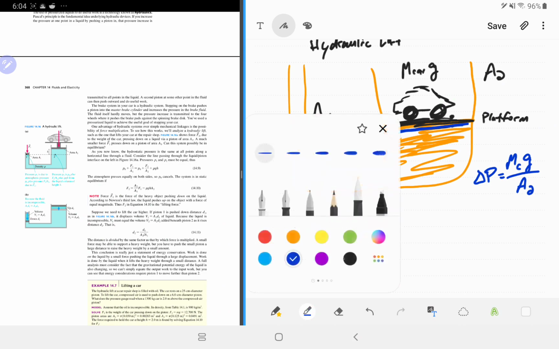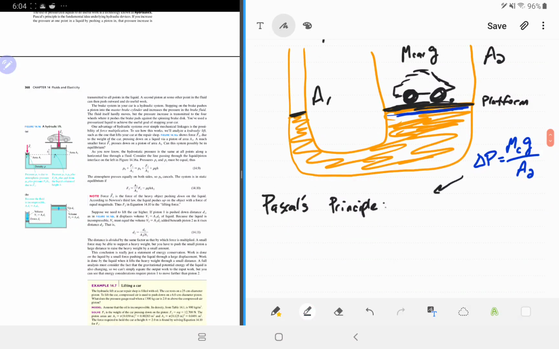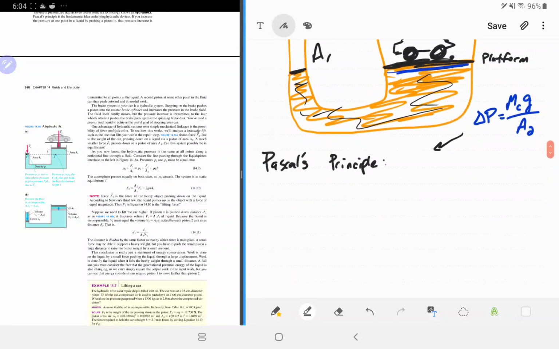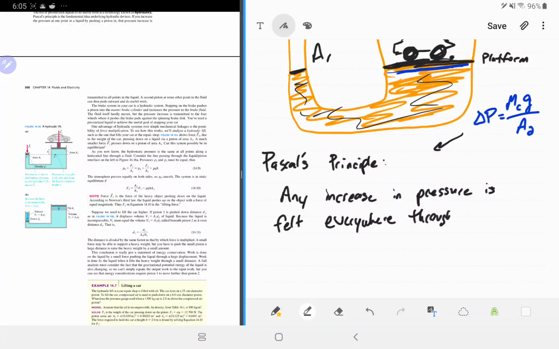What Pascal's principle says is that this increase in pressure, this delta P, is actually felt throughout the whole fluid. Everywhere inside this fluid is going to feel that same increase in pressure instantaneously. So any increase in pressure is felt everywhere throughout the fluid.